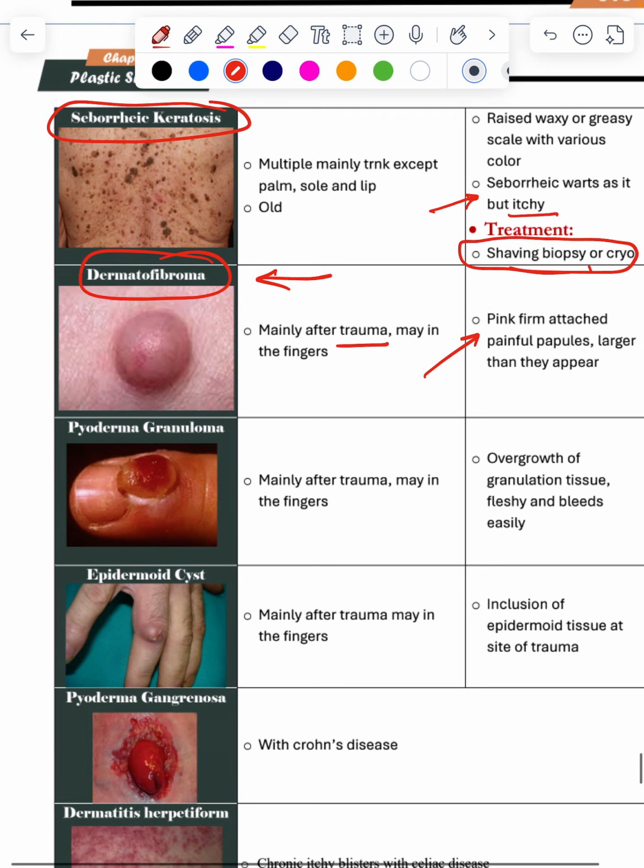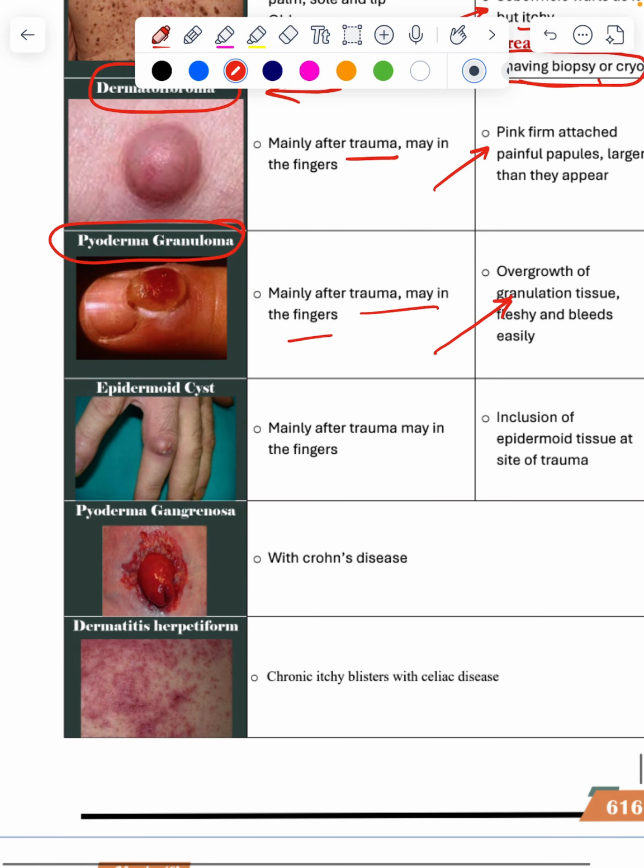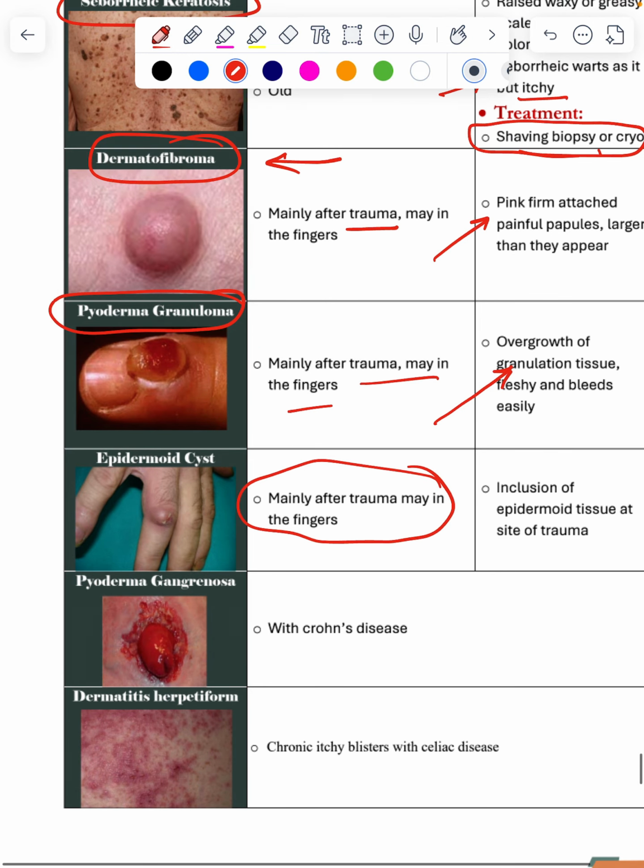Painful papule. Then it is granuloma. Pyogenic means there is tissue trauma. Granulation tissue is there. Epidermoid cyst. Again, trauma; history of trauma is there. Epidermoid, dermatofibroma. Epidermoid and dermoid cyst.